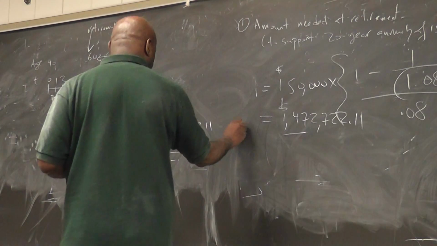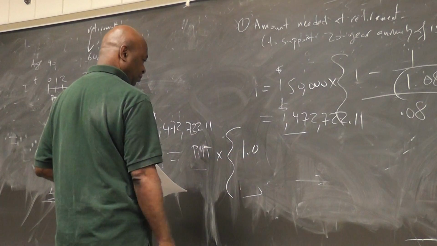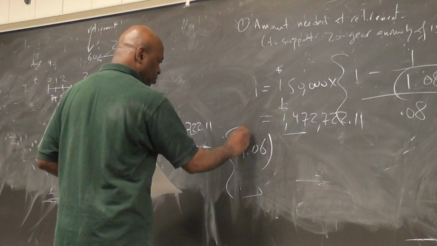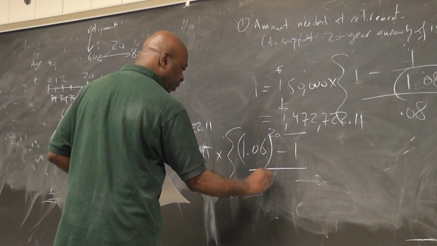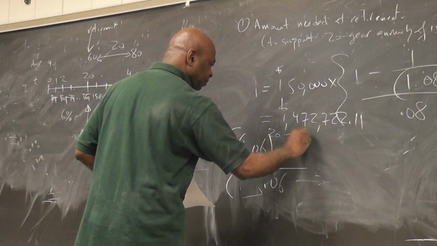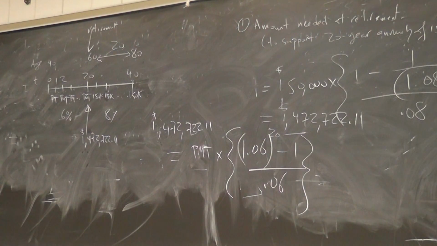So it's PMT times (1.06 raised to the power 20, minus 1) over 0.06. I used the equation for a future value of an annuity, and then I solve for payment. Does that make sense?